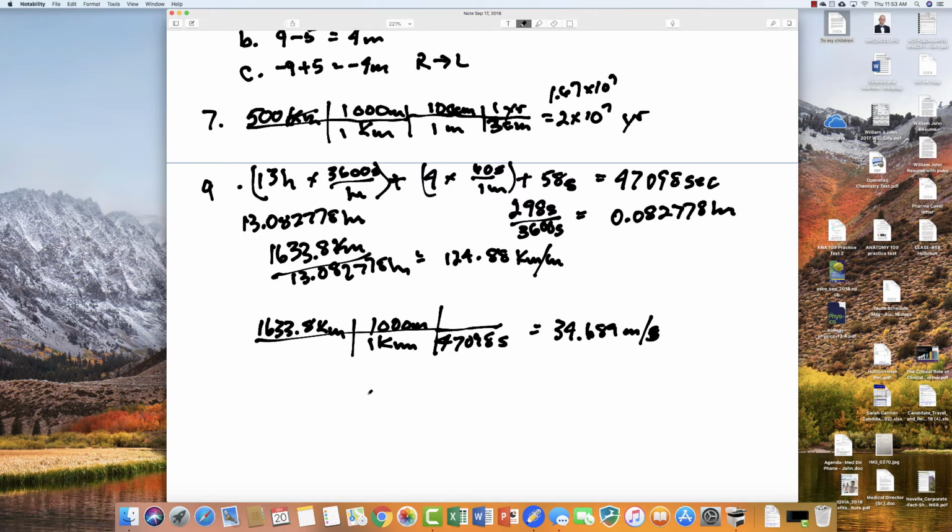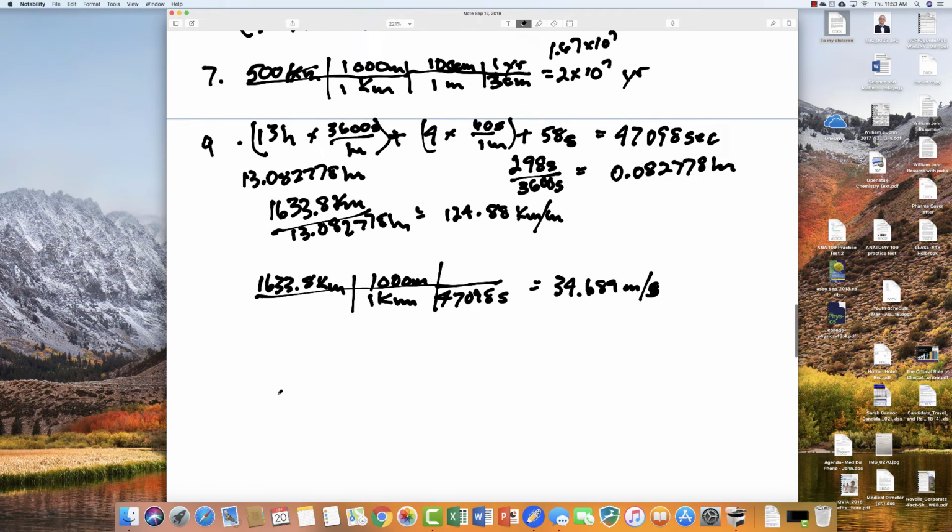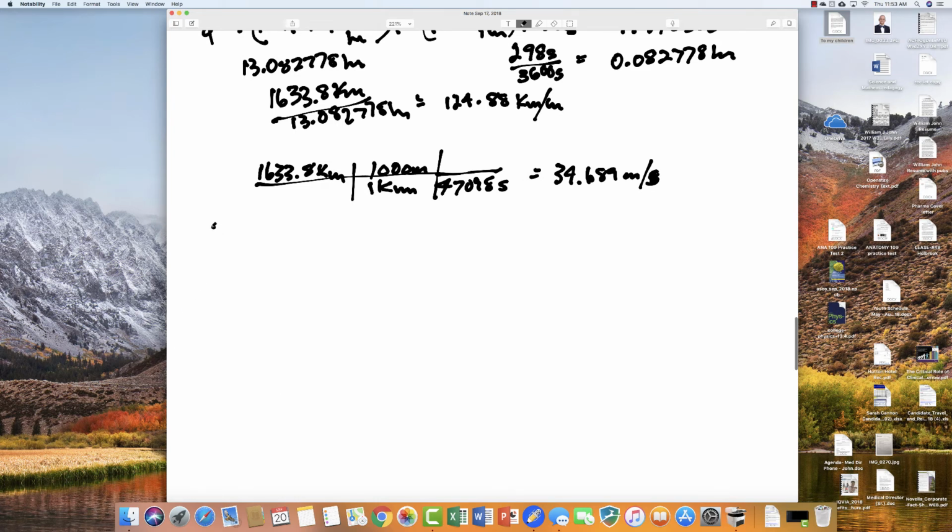Now the next problem is number 11. Number 11 states that a student drove to the university from her home and noted that the odometer reading in her car increased by 12 kilometers. The trip took 18 minutes. What was her average speed? So we have a 12.0 kilometer trip, and it took 18 minutes.